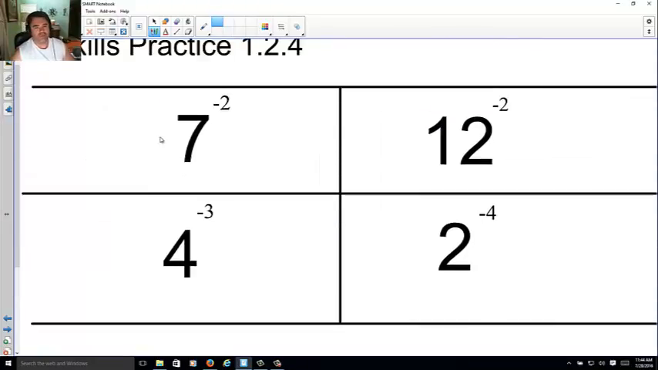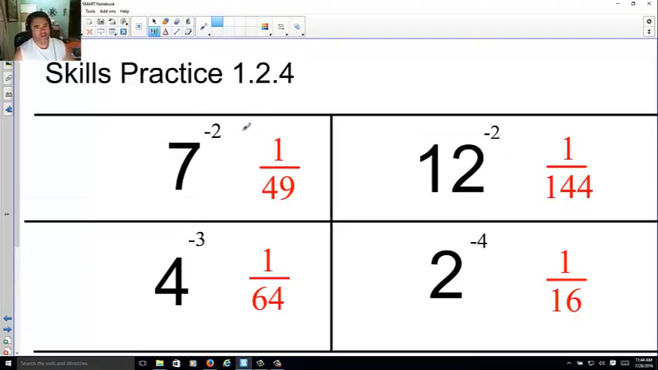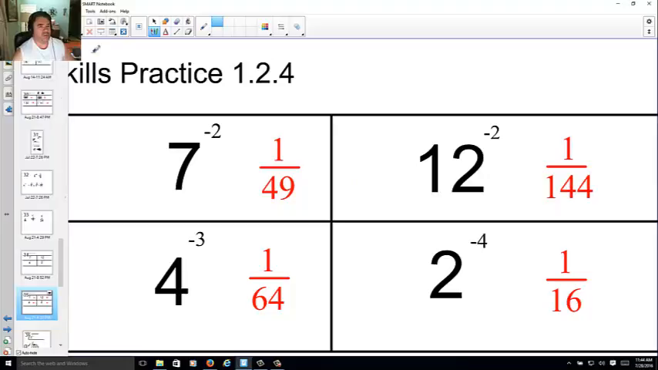Skills practice. Go ahead and try these 4. Pause this time. Let's see how you did. 1 over 49, 1 over 144, 1 over 64, 1 over 16. This is a concept where either you get it right away or you need to work at it a bunch. Probably most of you have it, maybe not all. We'll definitely be doing some practice tomorrow to make sure that you're okay with it.